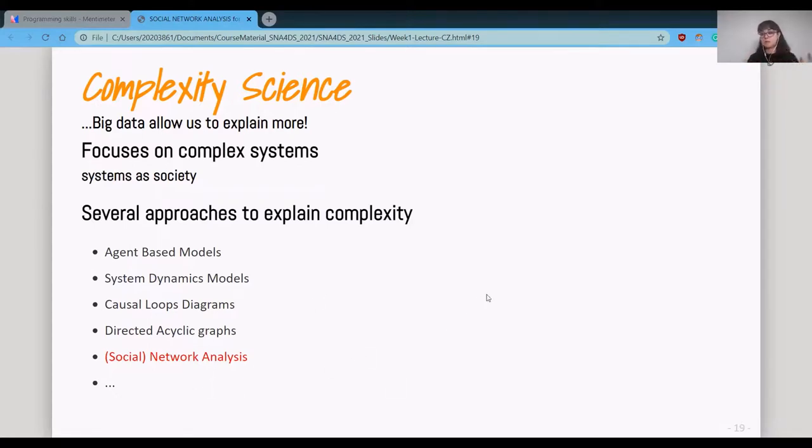Anyway, one of these methods is social network analysis. And it's pretty huge because you can actually combine them. For instance, if you want to use agent-based models or causal loop diagrams, you can mix them with social network analysis and you get very, very powerful tools to explain complexity. And this is extremely cool because it's new, it's cutting edge and it's exciting. So let's take a look.